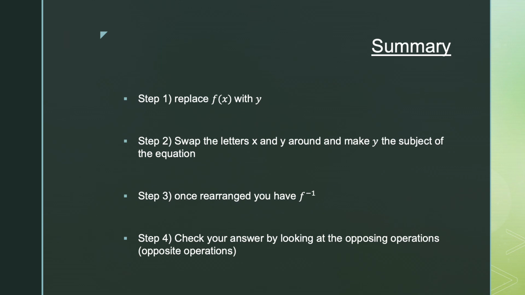To summarize, guys: Step 1, replace f(x) with y. Step 2, swap the letters x and y around and make y the subject of the new equation. Step 3, rearrange, and you have f inverse. And then step 4, what I said at the beginning, you can check your answer by looking at the opposite operations. In the first example I had 2x plus 5, so the opposite of adding 5 is to minus 5, and the opposite of times by 2 is to divide by 2. So that's a way to check your answers.